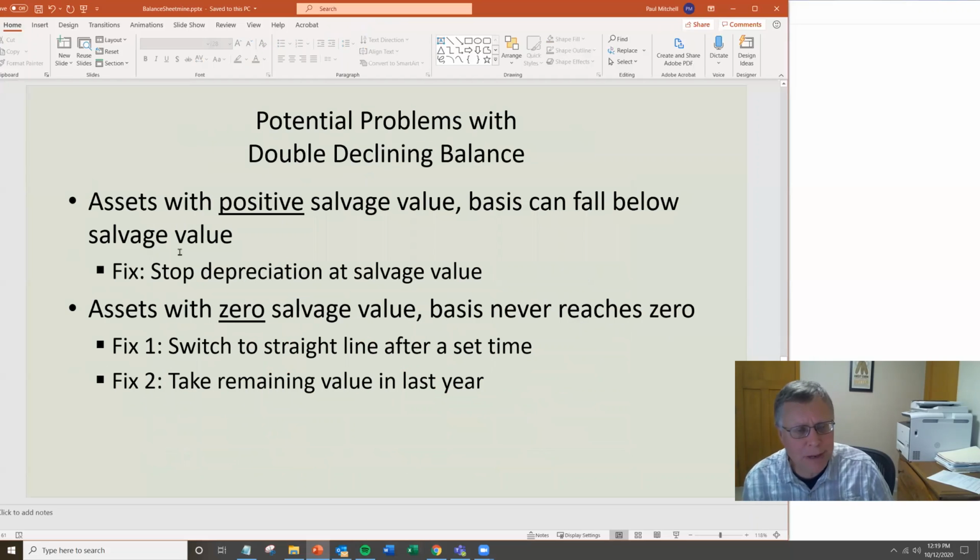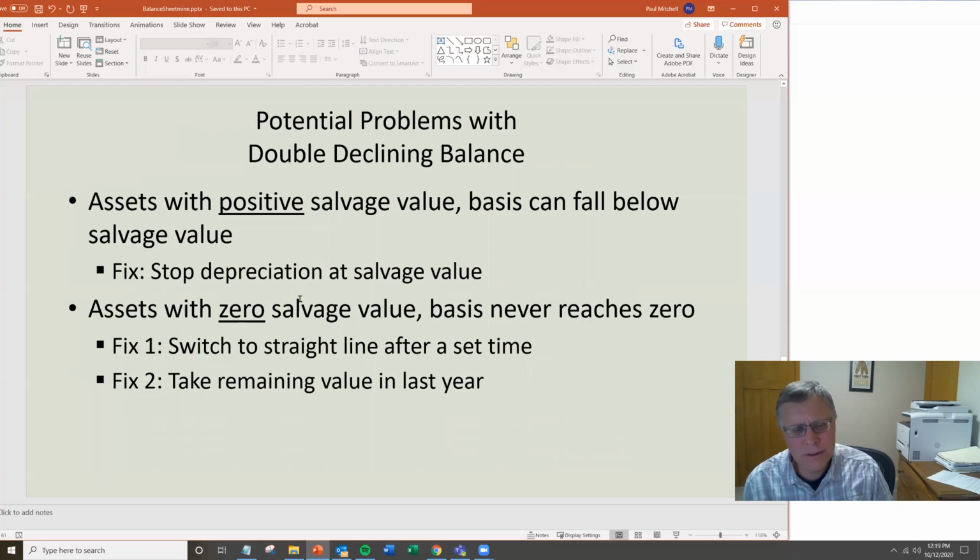So for assets with positive salvage value, the basis can fall below the salvage value. So what they do is you stop depreciation at the salvage value, or you switch over to straight line depreciation along the way, which is what happens in taxes. For assets with zero salvage value, you're never going to get to the salvage value. It comes down and asymptotically approaches zero, and after a certain amount of time it'll get down to pennies, but it never quite gets there.